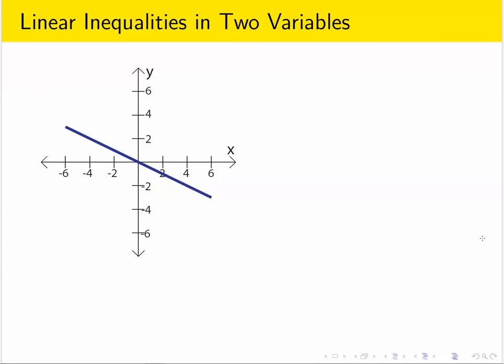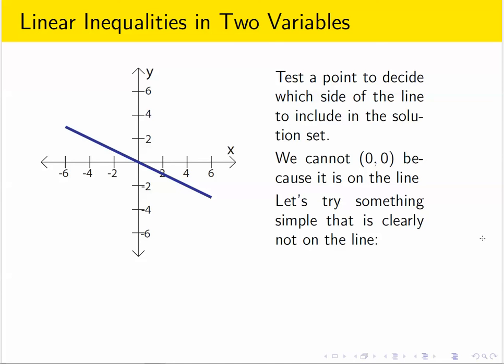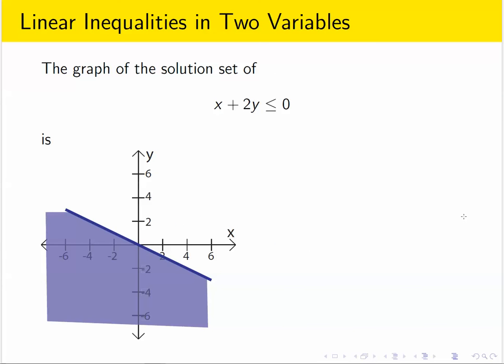And then to test a point, we'll decide on something easy. We cannot use 0, 0, so we'll try something that's not on the line, like 1, 1, which is right about here. So that's something that can be plugged into the inequality. And when we do, we see the inequality evaluates to false. That means we do not want to shade the side of the line that has the point 1, 1. We want to shade the other side. And this is what our solution looks like.